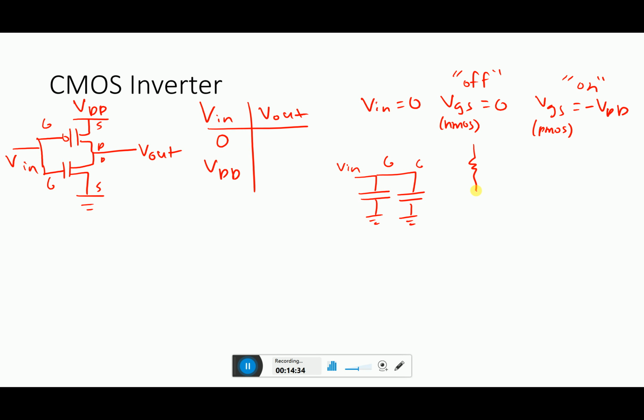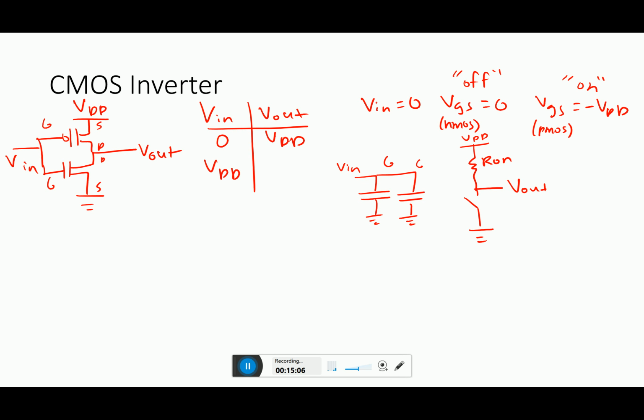And then on the output side, the NMOS should be off, so it looks like this. And then this should be connected to VDD. This is R on, and this is V out. So as we can see, VDD is connected by a small resistor to V out, and the only thing separating them is R on. So this should be approximately VDD.